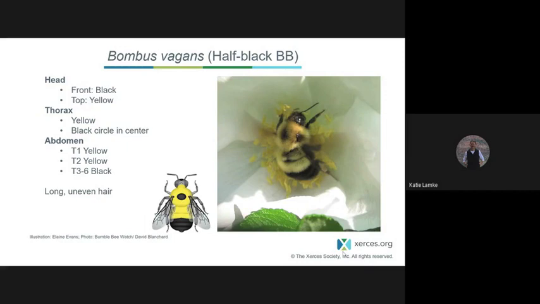And then we have Bombus vagans, or the half-black bumblebee. This one has black hairs on the front of its face and yellow on the top. And it has a yellow thorax with a black circle in the center. And then T1 and T2 are yellow. And opposite of Bombus graciacalis, Bombus vagans is one of the bumblebees that has long, uneven hair, so it looks a little bit shaggy in appearance.